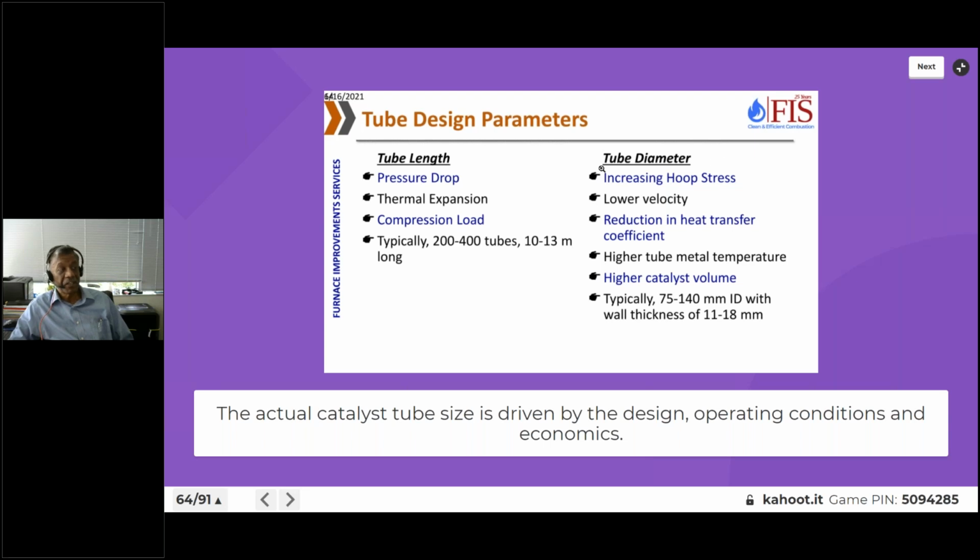Also the tube diameter, if you increase the tube diameter, you're increasing hoop stress. You're also lowering the velocity, lowering the heat transfer coefficient. It will give you higher metal temperature and higher catalyst volume. So higher catalyst volume is good actually, don't get me wrong, but basically everything else is not good. So typically the tubes are 3 to 5 inch ID. And the wall thickness is typically in the range of 11 to 18 millimeters or 0.3 to 0.5 or 0.6 inch.